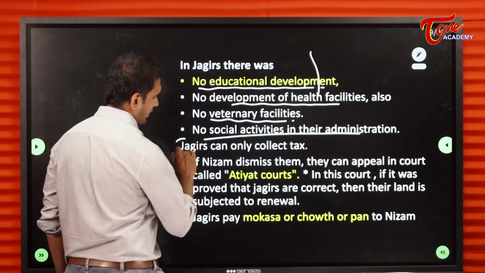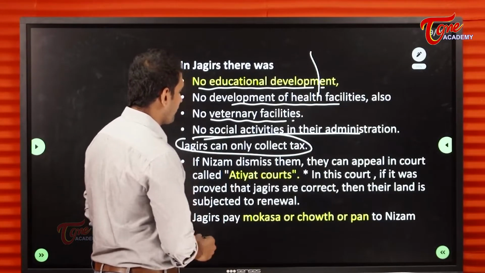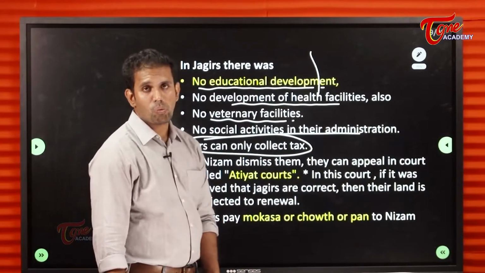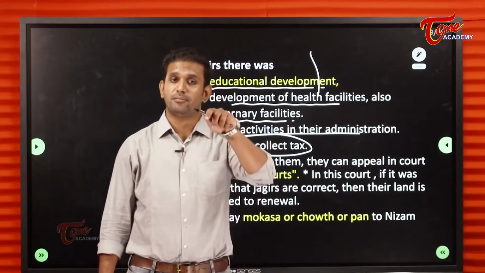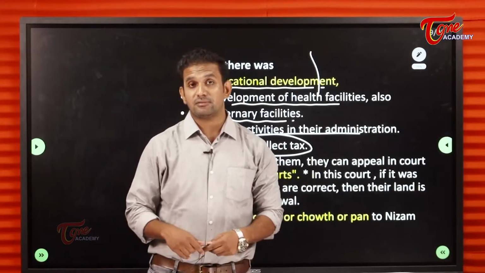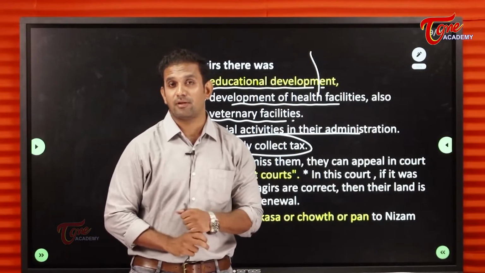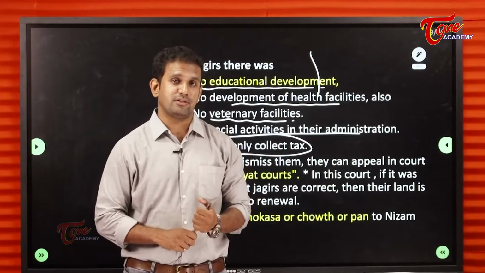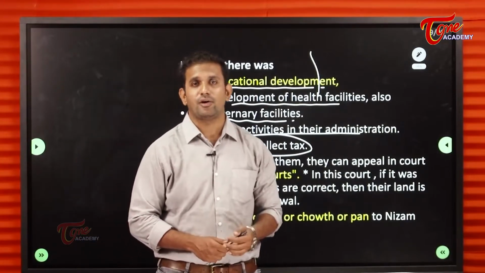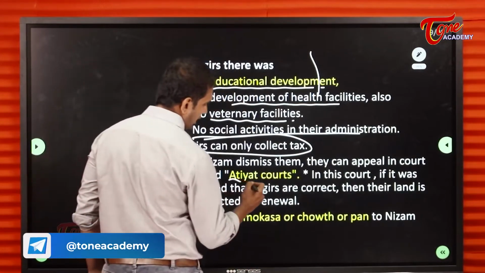Jagirs can only collect tax. Remember this point. They can only collect tax with some powers they are having. But Nizam can dismiss them. Nizam can dismiss a Jagirdar from his Jagir land. But when this dismissal happens, the aggrieved person, the dismissed person, can file a petition, or you can say appeal, in the higher courts called Atiyat Courts.